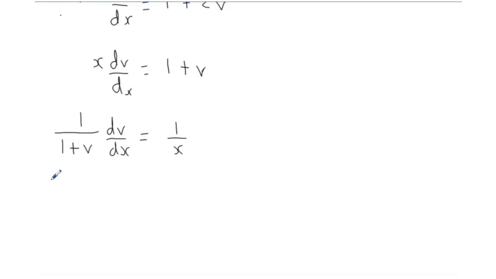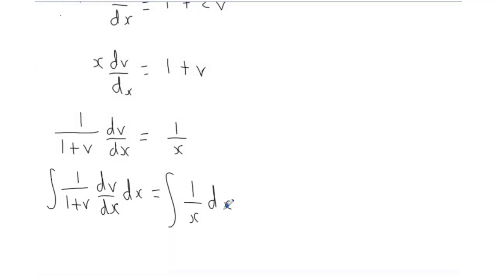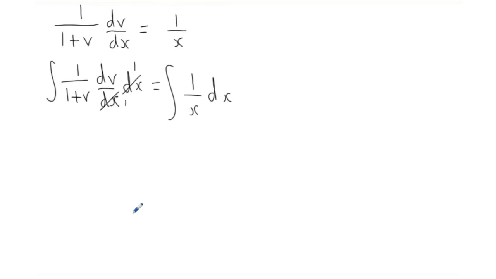Okay, so now we can integrate both sides with respect to x. So the integral of 1 over 1 plus v dv by dx equals the integral of 1 over x dx. So we get this lovely cancellation you should be used to by now of the dx is 1, 1. So that just says the integral of 1 over 1 plus v dv equals the integral of 1 over x dx.